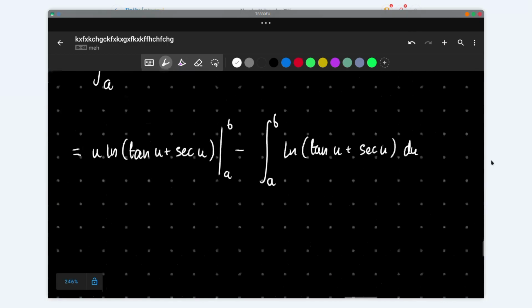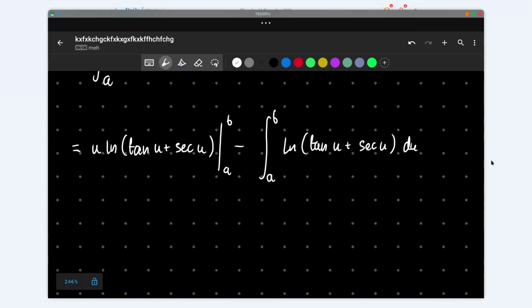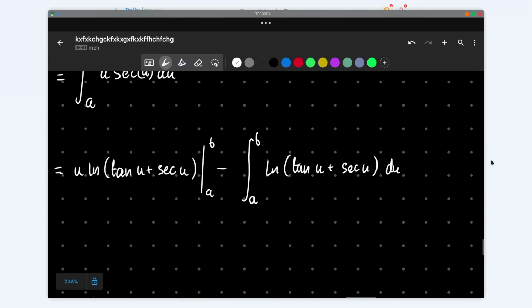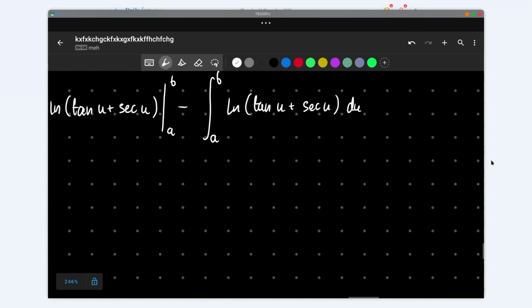E to the ln u, ln of e to the sum. No, I can't do that. This has to be something. If I had limits, I could probably manipulate it somehow, but I didn't get limits because I was being a muppet.